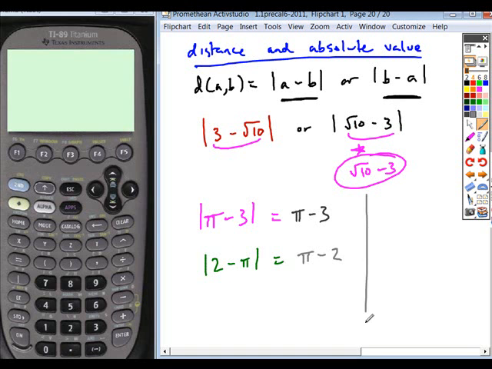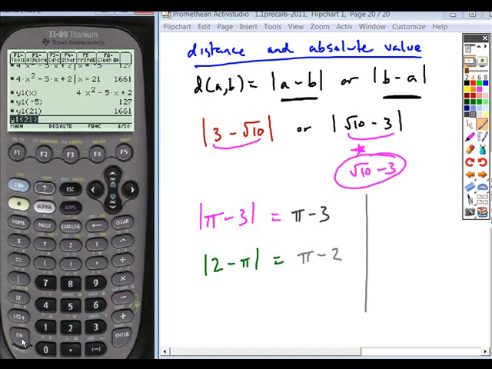Okay, now let's verify this on our calculators, and in doing so, show how to use absolute value on your calculator. Okay, we talked about the width key being this vertical bar. The temptation is going to be to type in, let's say, absolute value of pi minus 3, absolute value, and hit enter. What you're going to notice is that it'll show an error. That key is not used for absolute values.